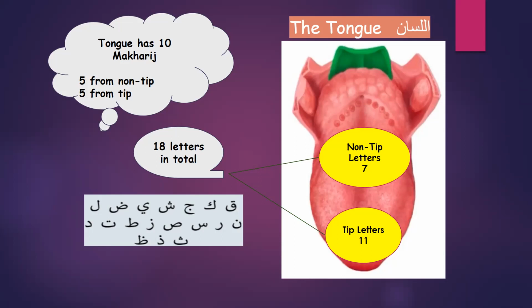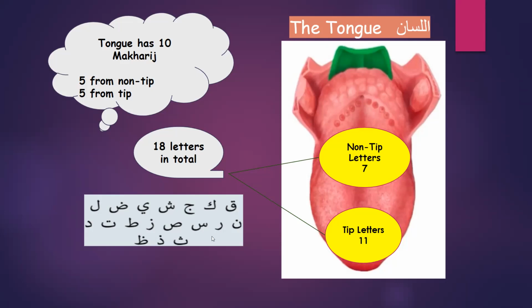However, from those makharij come the letters. From the non-tip, the letters that come from the non-tip are 7, and from the tip of the tongue are 11. So in total, from the tongue comes 18 letters. And then you can see that we need to look at the two things, the makharij from the tongue and the letters from the tongue. So we have 10 makharij and 18 letters.